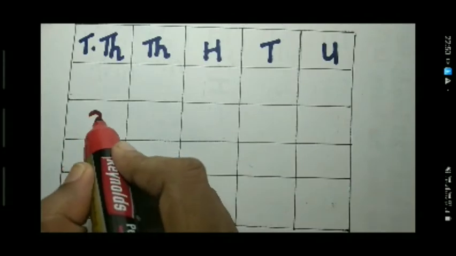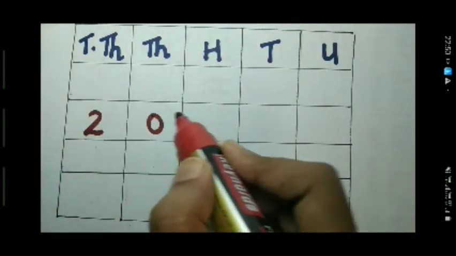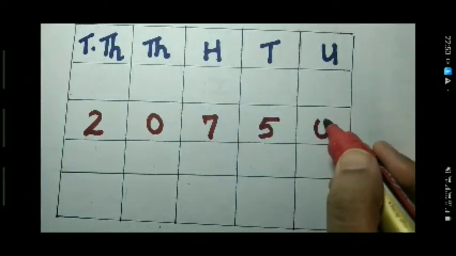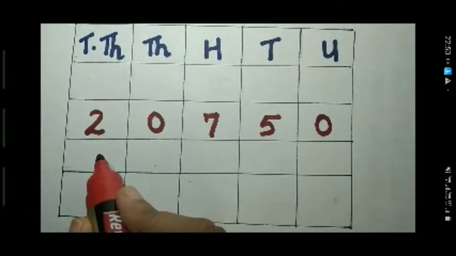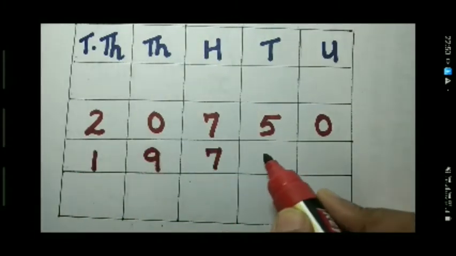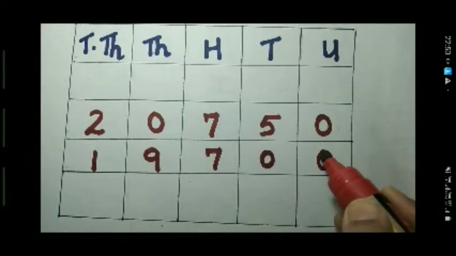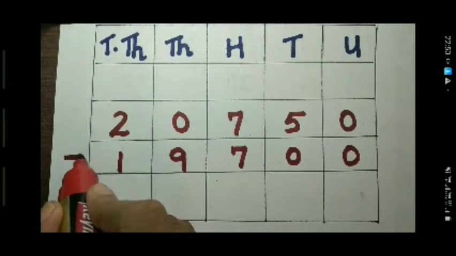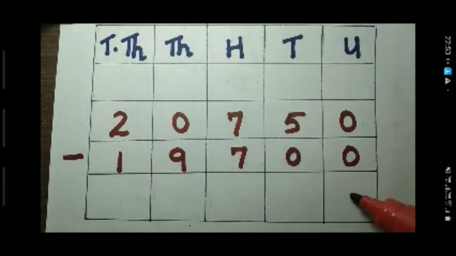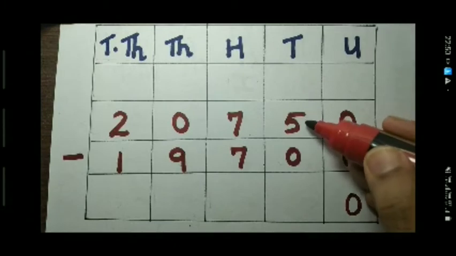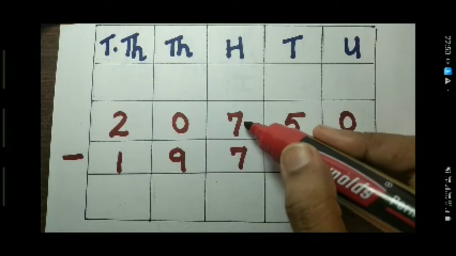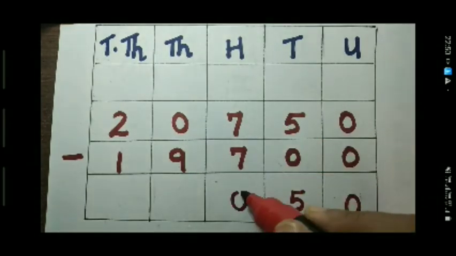Here, first we are going to write the capacity of playground, of seating arrangement in the playground, that is 20,750. Then the sum that we got after adding the number of men and women, that is 19,700. Now here we are going to subtract to find out the remaining vacant seats. So let's begin. 0 minus 0 is 0. 5 minus 0 is 5. 7 minus 7 is 0.